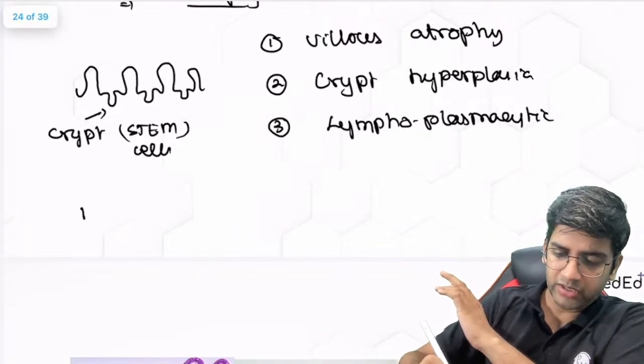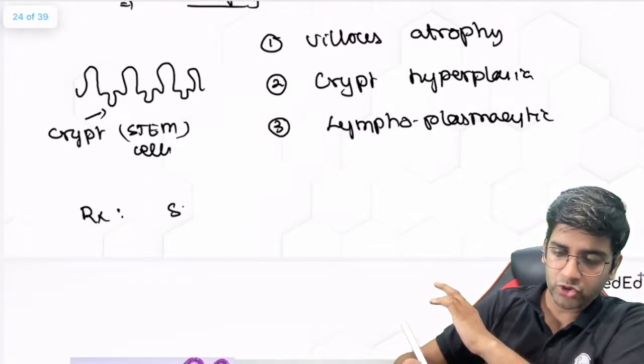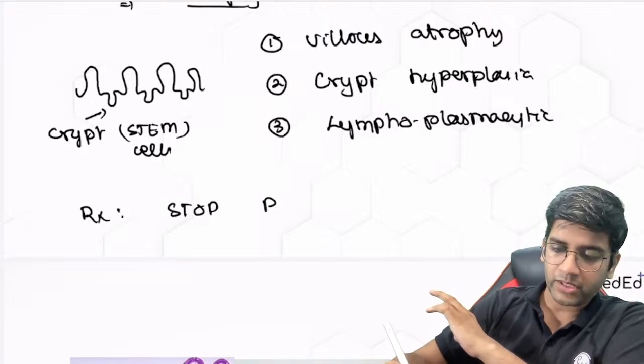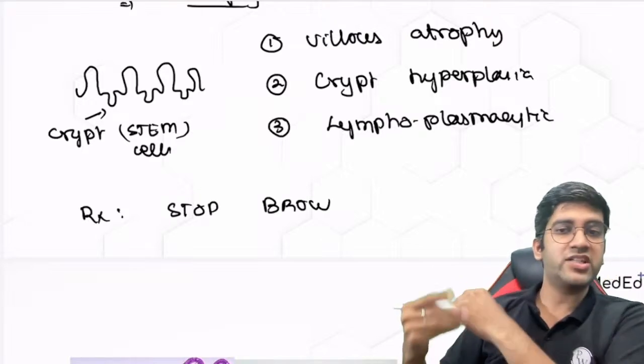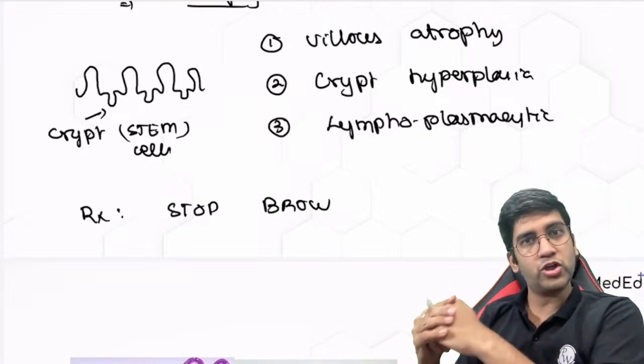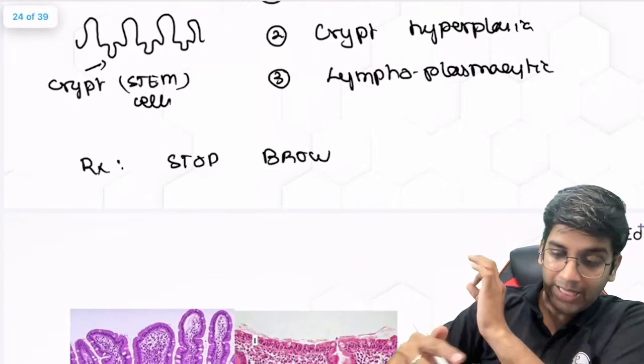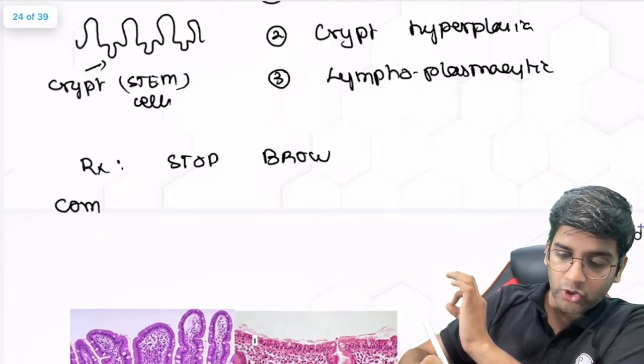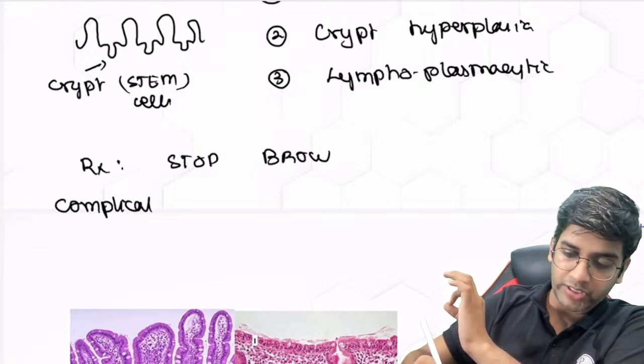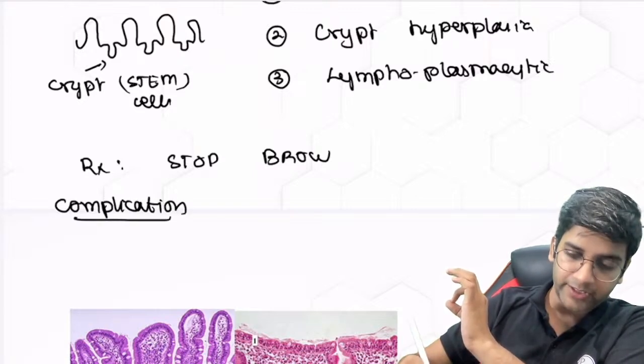And if you want to end with treatment, stopping the offending foods is the treatment. Stop gluten-containing foods. You stop that, and automatically the entire pathogenesis will reduce over a period of time. It is always good, if there is a complication, to write the complication of the disease. Again, that completes the entire thing.